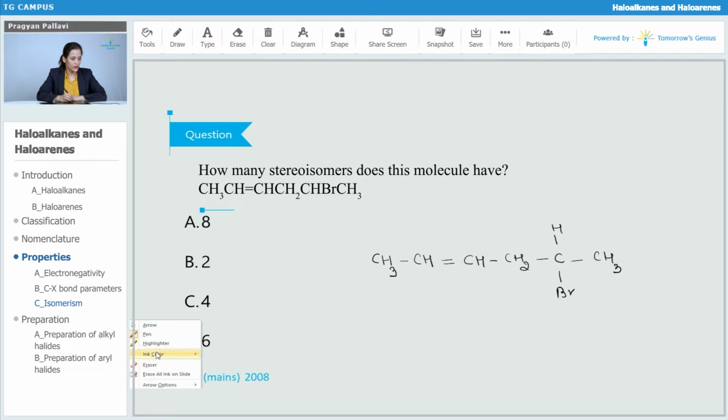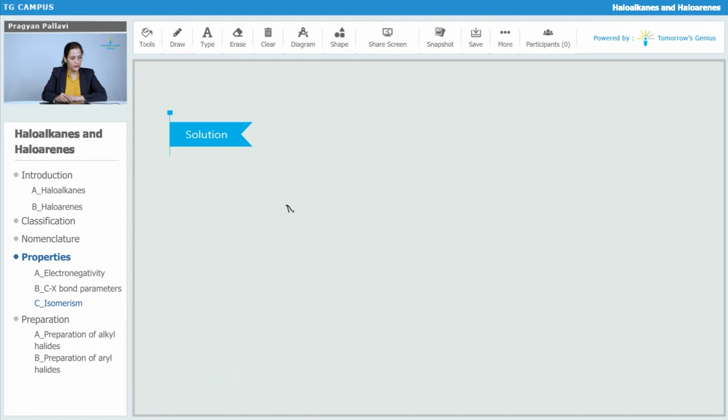Definitely we have here one chiral center. This is the chiral center. Since we are having one chiral center, n will be 1. So we can calculate the number of optical isomers by using the formula 2 to the power n. Since n is 1, it will be 2. So 2 optical isomers are possible.